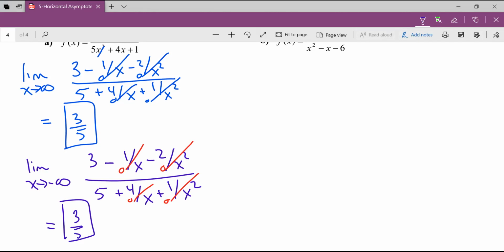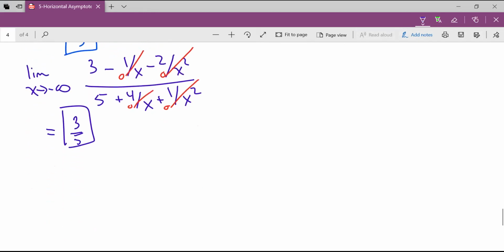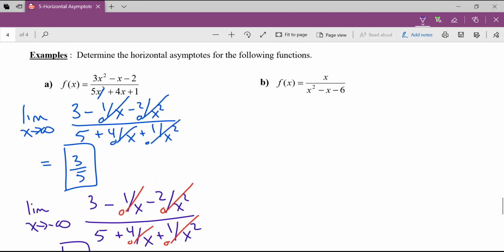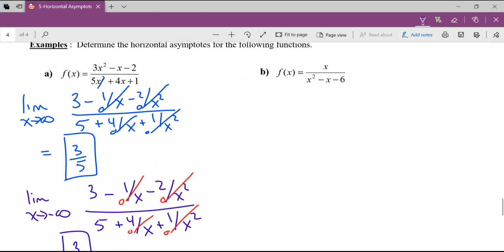So the equation of our horizontal asymptote, I should say, that didn't come out right the first time, is y equals 3 over 5. And there it is. Because the limit as we go to negative infinity and the limit as we go to positive infinity is the same. All right, let's try one more. Determine the horizontal asymptote for this one.